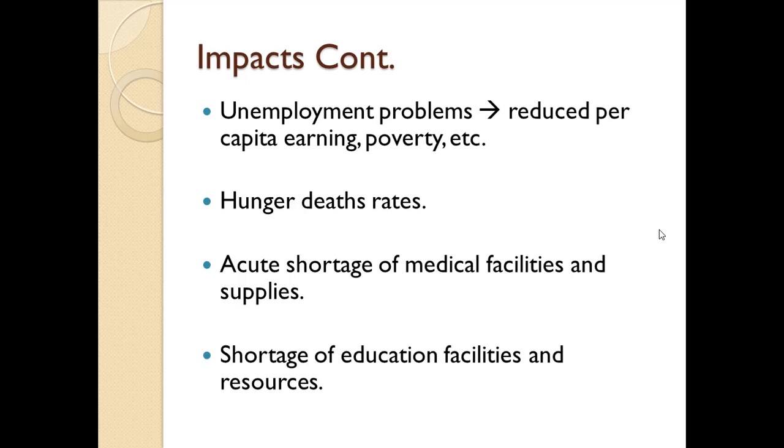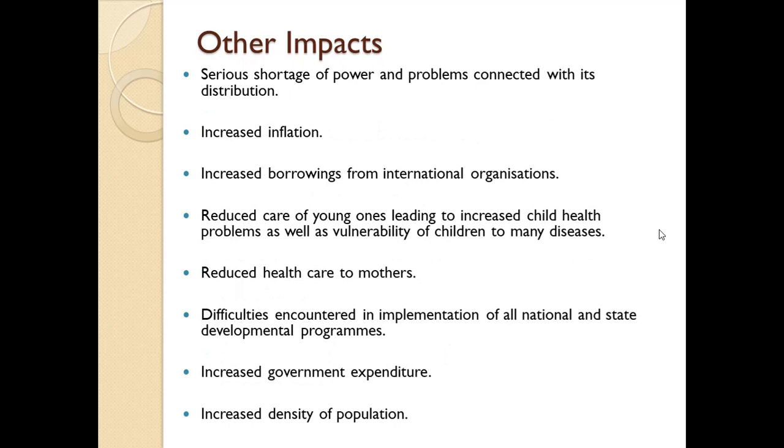There are other implications such as unemployment problems, reduced work that is paid, hunger, death rates, acute shortage of medical facilities, then shortage of education facilities, and so on. Other implications could include, of course, increased inflation, increased borrowings from international organizations or agencies, reduced health care to mothers, which may lead to high maternal mortality rates and child and infant death rates. Then you have increased government expenditure to cater for the ever-growing population, and then increased density of population, and so on. So there are many different effects or implications that may result from population growth.